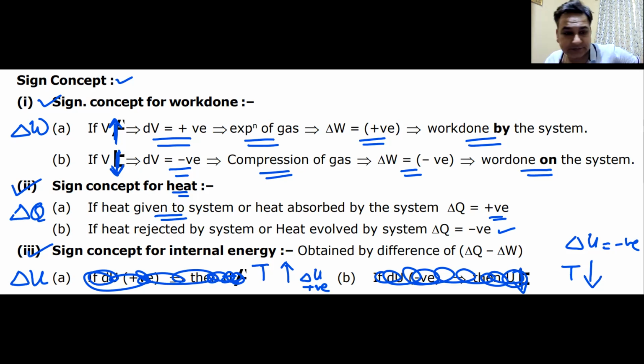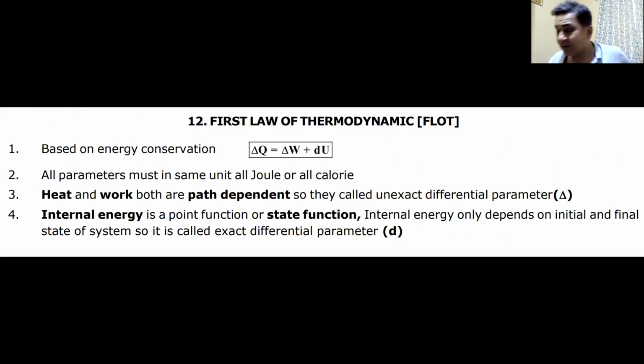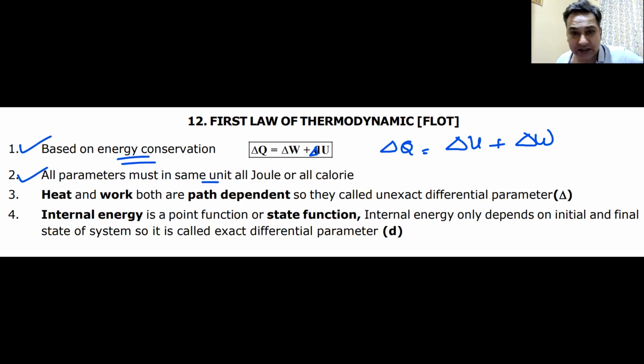Yes, sir. Then, sir, this thing, first law of thermodynamics, is what you will write. Delta Q, they have written it wrongly. Delta Q, heat given, is equal to delta U plus delta W. We have already seen the sign convention. Yes or no? All parameters must be in the same unit. This is based on the law of conservation of energy. Yes or no? All parameters must be in joule or calorie.